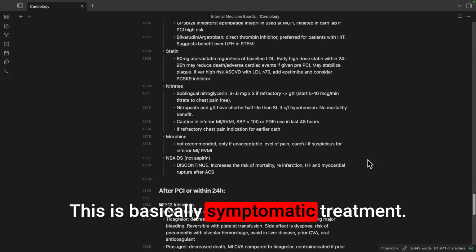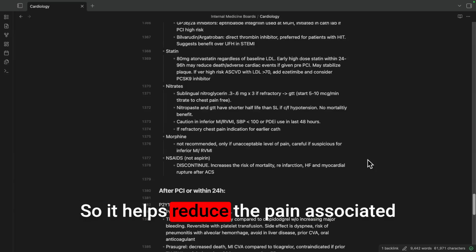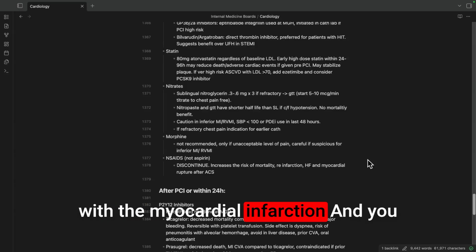For nitrates, you give this. This is basically symptomatic treatment. So it helps reduce the pain associated with the myocardial infarction.